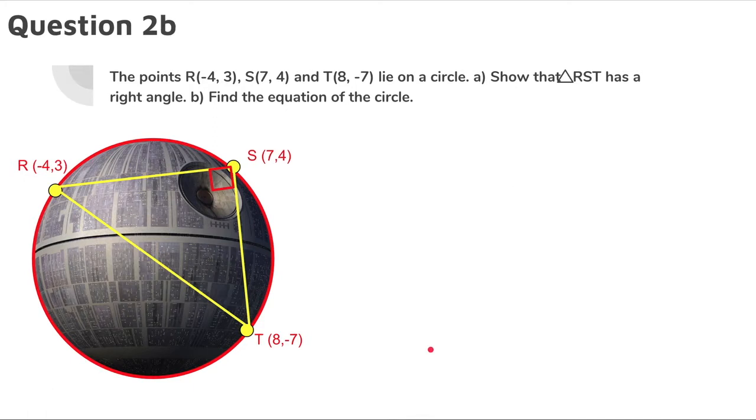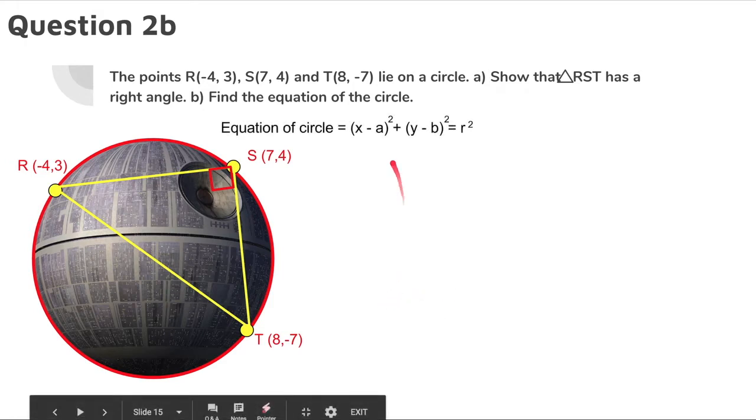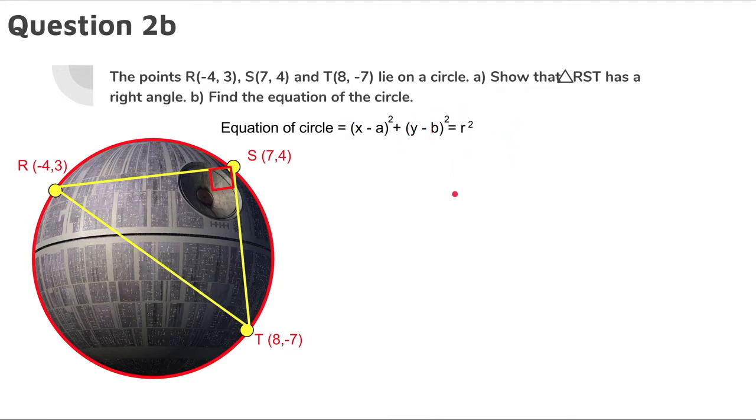Now for part B. Find the equation of the circle. So we need to put it in the form x minus a all squared plus y minus b all squared is equal to r squared. So to find the equation of the circle, we need to find the coordinates of the center of the circle, a, b, and the radius r. Now, the long way round, and the way that always works, is to find the perpendicular bisector of two chords and find where the two lines intersect.